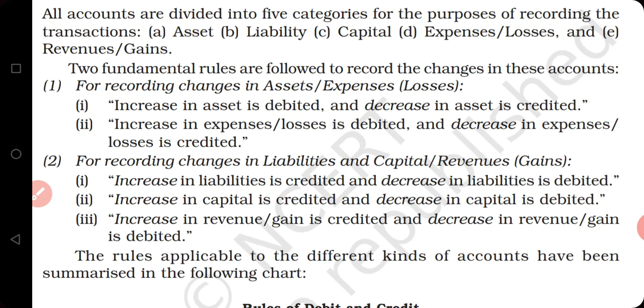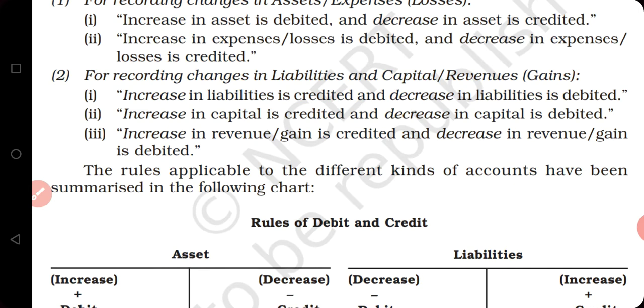Point second, increasing expenditure or loss. If your expenditure or losses are increasing, again your debit side will increase, and vice versa. If your losses and expenditure are decreasing, then your credit side will be indicated.